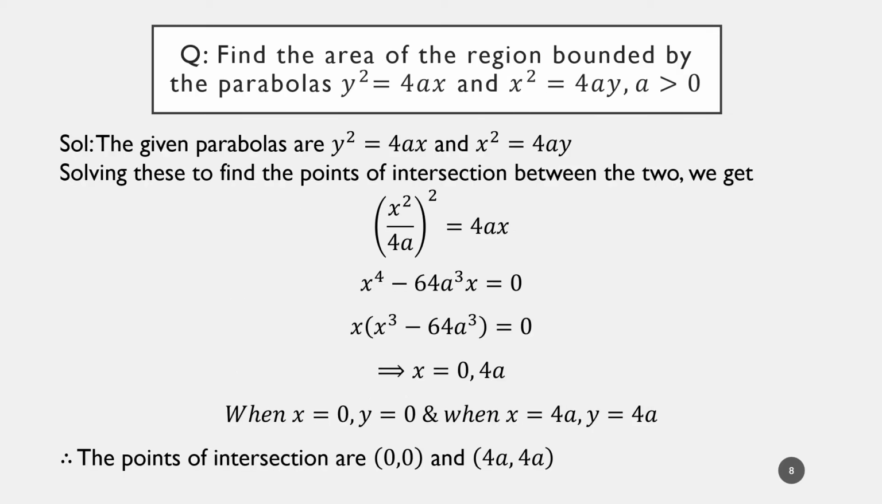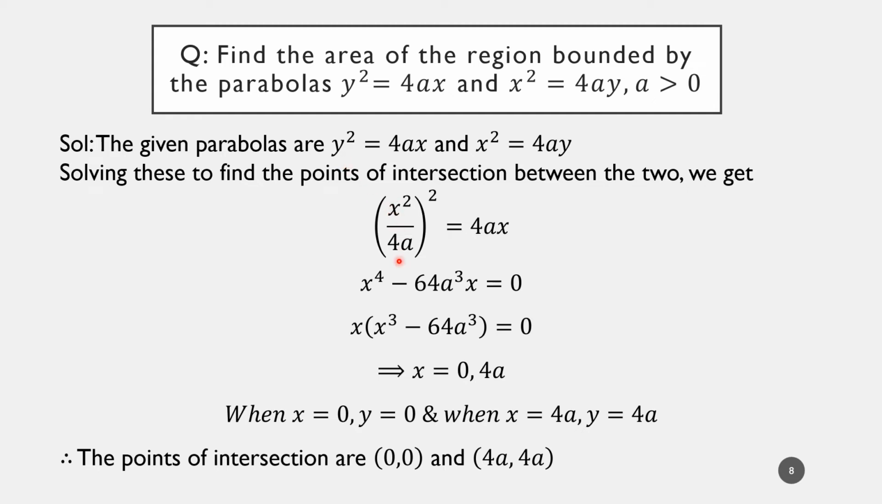another example. This time we have two parabolas, that is, find the area of the region bounded by the parabolas y square equal to 4ax and x square equal to 4ay, where a is a positive value. Again, as in the previous example, we are solving these two to find the point of intersection. This time I have taken y from the second equation, that is y is x square upon 4a, and substituted in the first equation.